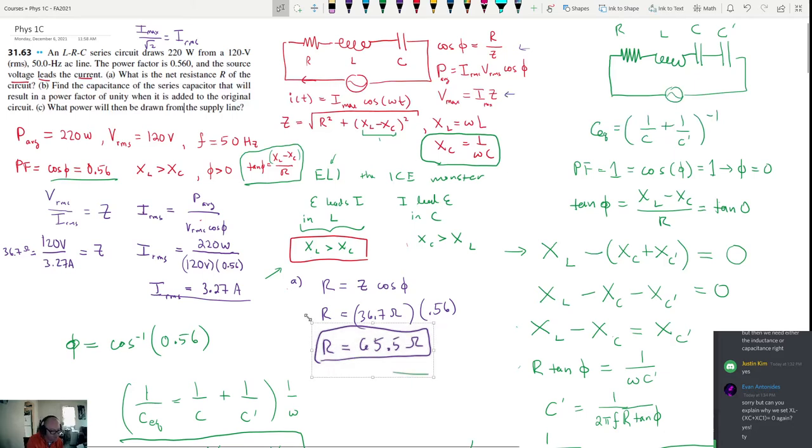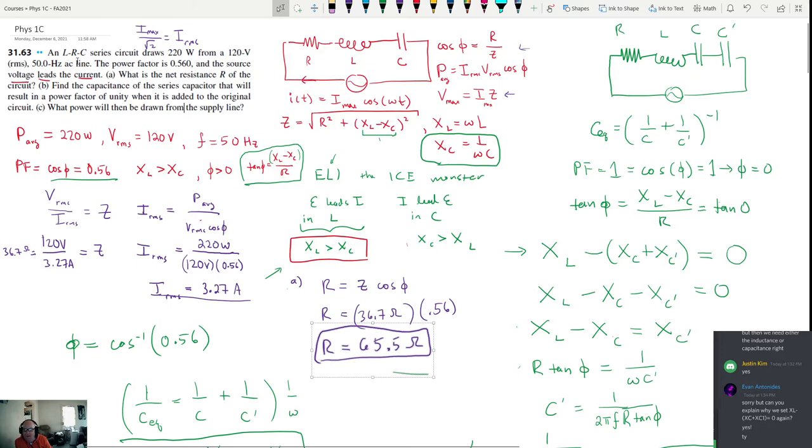Let me make sure it's actually the same problem though. 31.63. Sometimes they change the numbering. Just checking. Looks like the right one. Wow, we got them all wrong. All right, what did we do wrong here? So it draws 220 watts from a 120 volt RMS 50 hertz AC line.